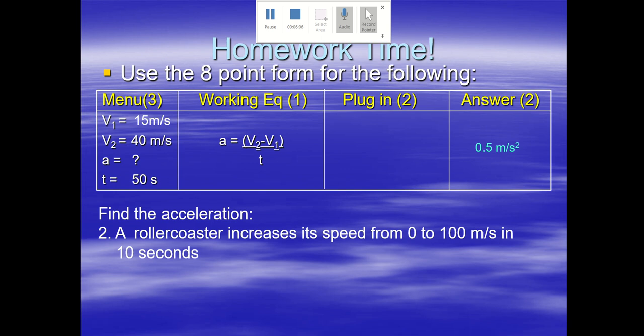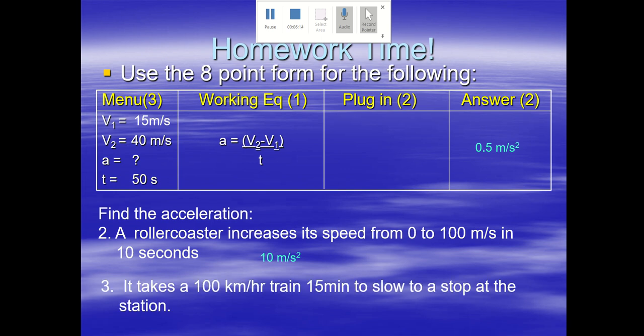And then we've got another practice problem. A roller coaster increases its speed from 0 to 100 in 10 seconds. Our first speed is going to be 0. Our second one is going to be 100. And our time is 10. So we have 100 minus 0 is 100. 100 divided by 10 is 10. So we get 10 meters per second squared.